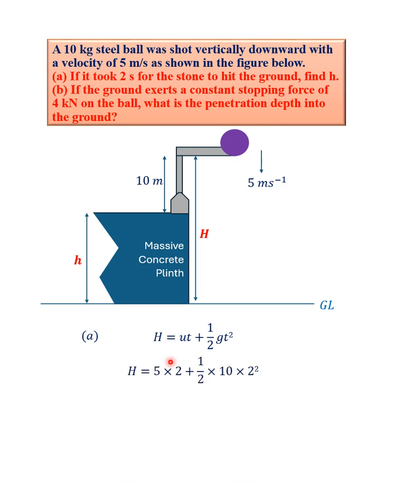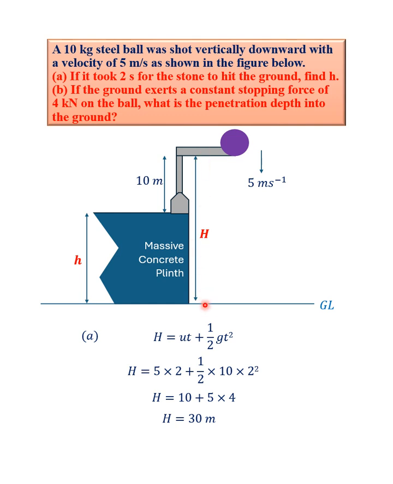So putting values, we have that H equals 5 times 2, initial speed times time, plus half times 10, 10 representing g, times 2 squared, the time it takes to get to the ground. So 2 times 5 is 10, half of 10 is 5 times 2 squared is 4. 5 times 4 is 20, 20 plus 10 gives us 30 meters. What it means is that the ball is 30 meters away from the ground.